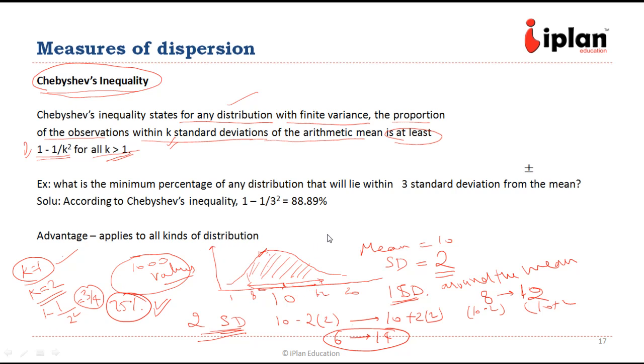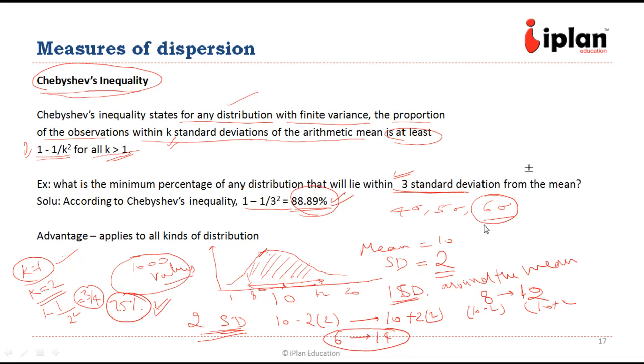Let us take k equal to 3 standard deviation. So we have 1 minus 1 upon 3 square. So we get 88.89%. So this is the percentage, 88.89%. At least these many values will fall within 3 standard deviation. At least 75% of the values within 2 standard deviation. Similarly, we can find out for 4 standard deviation. We call it 4 sigma, 5 sigma, 6 sigma.